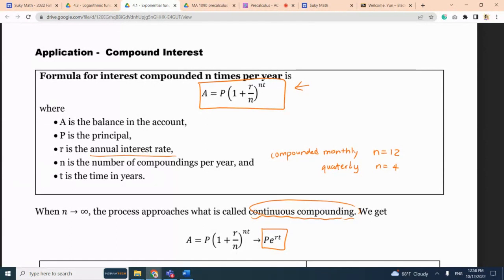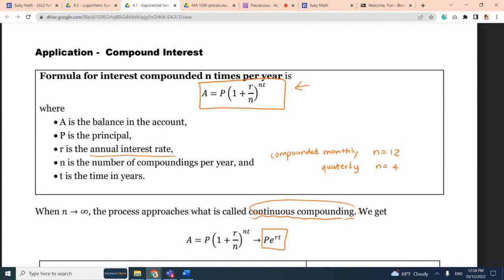And how about if we say compounded quarterly? How many quarters in a year? 4. That's why N equals 4. Okay. And T is the time in years. So 1 year or 2 years or 3 years, etc.